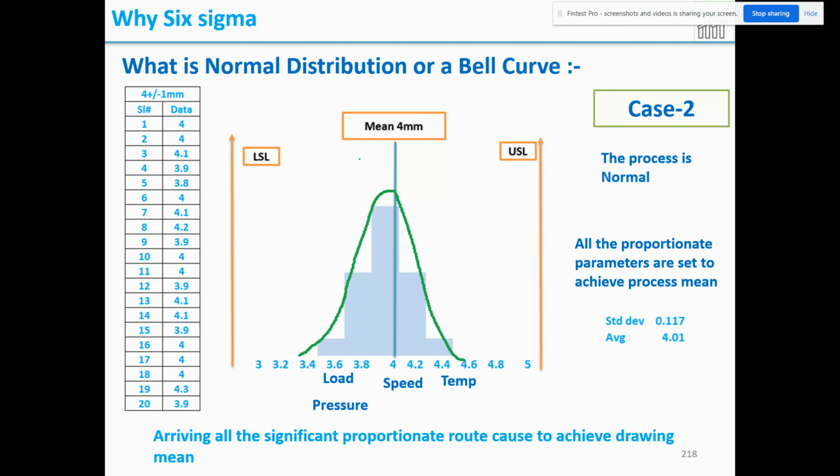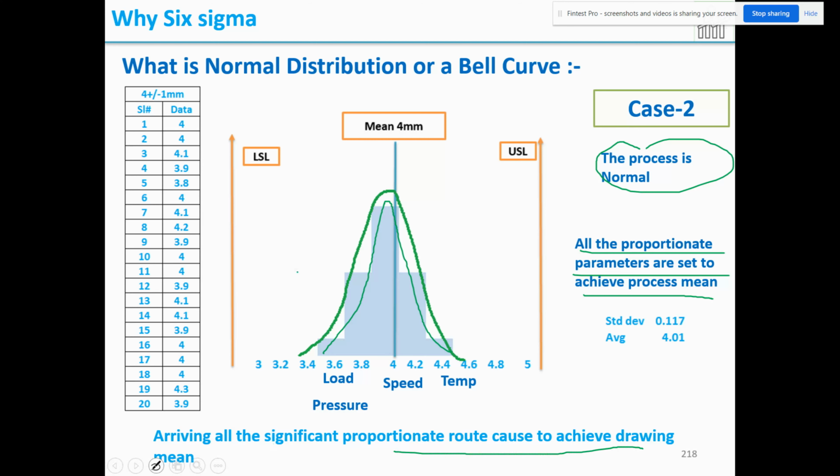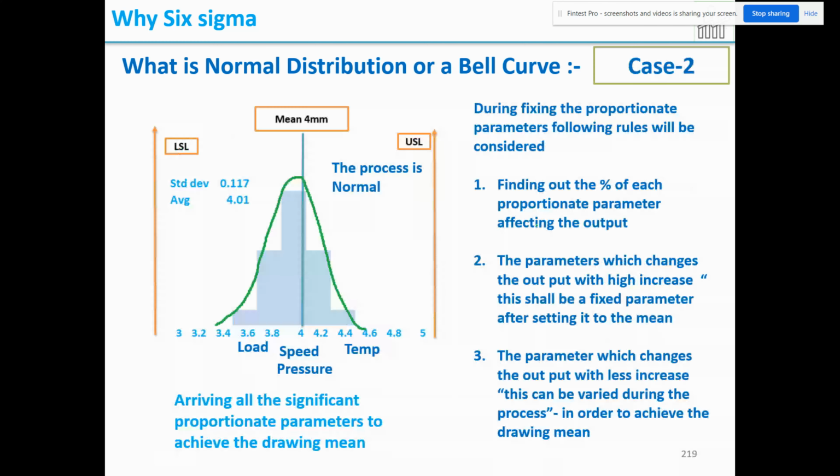So here is an example they gave, and they are telling that the process is normal. All the proportionate parameters are set to achieve the process mean. See, many parameters are responsible to produce a diameter. Everything is trying to produce 4. Therefore, the distribution is very, very near to the 4. Arriving at all the significant proportionate root causes to achieve the mean, we can say this process is normal.